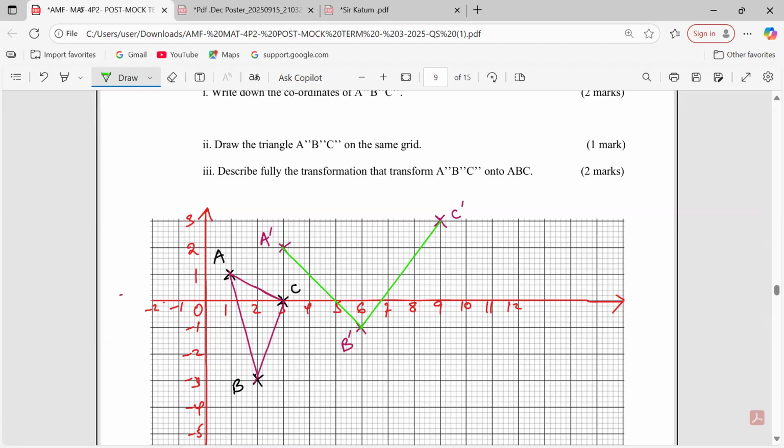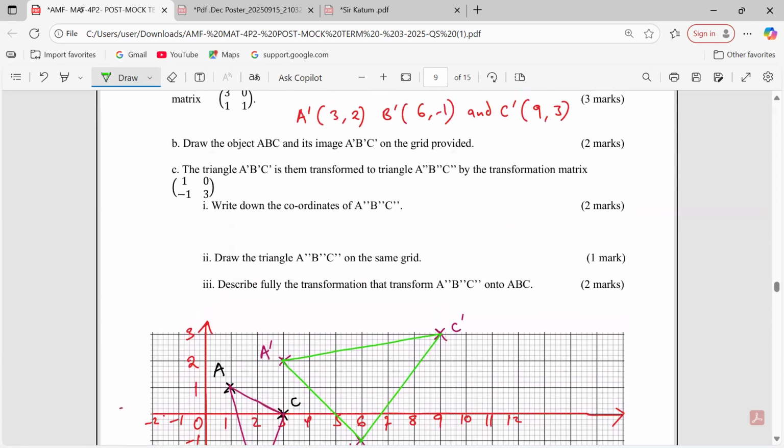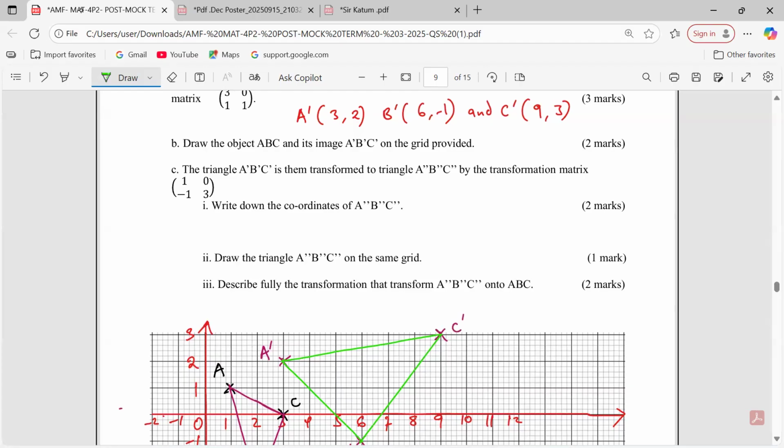If there is one of the topics where a student can scoop very serious marks without even struggling, it is this particular topic. Anyway, we can now proceed to check what part C is asking. Look, we are told that the triangle A prime B prime C prime is then transformed to triangle A double prime, B double prime, and C double prime by the transformation matrix 1, 0, -1, 3. Part 1, write down the coordinates of A double prime, B double prime, and C double prime.